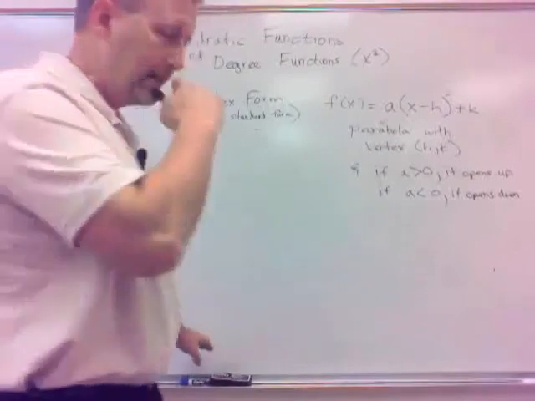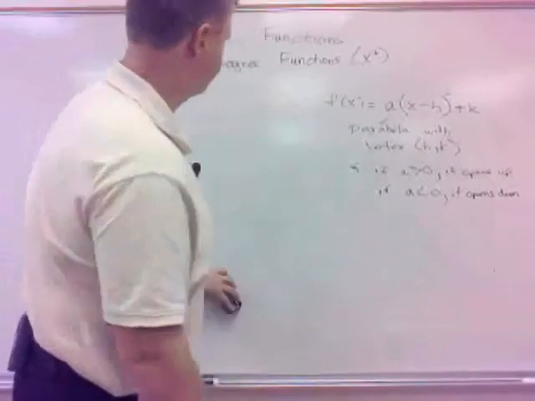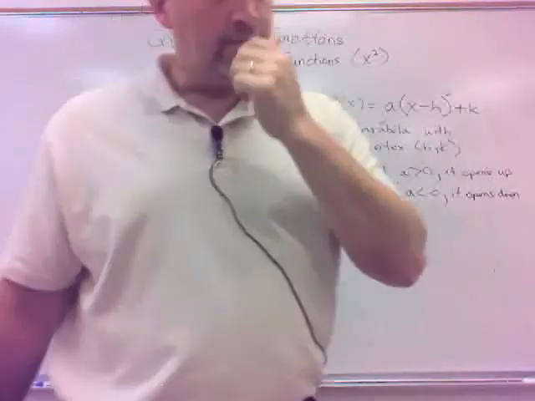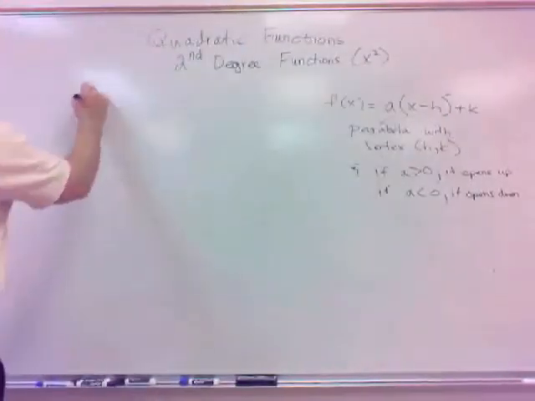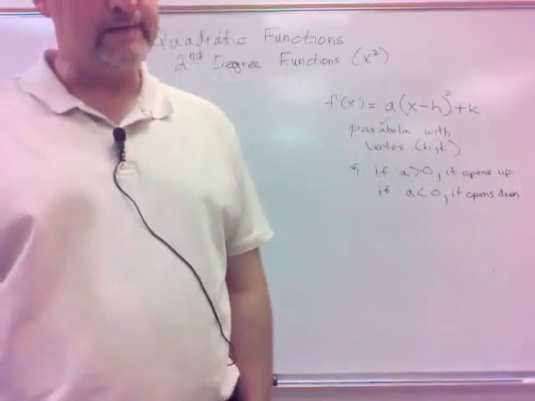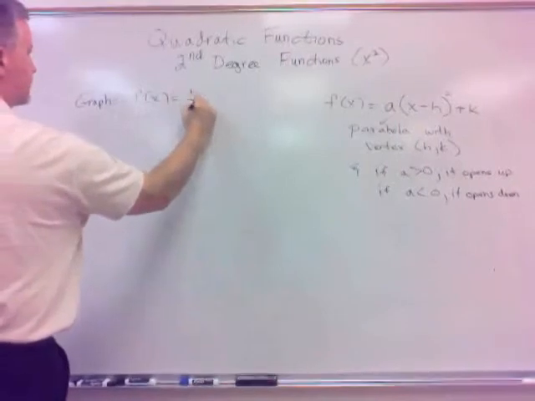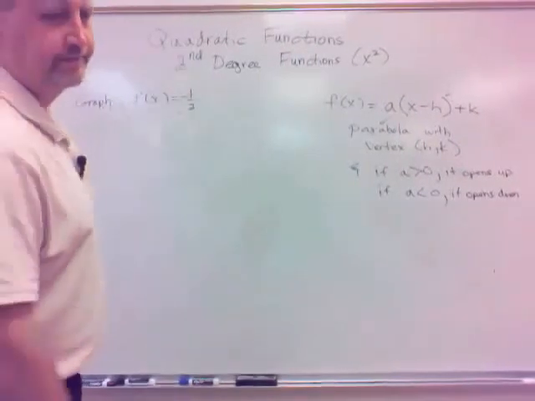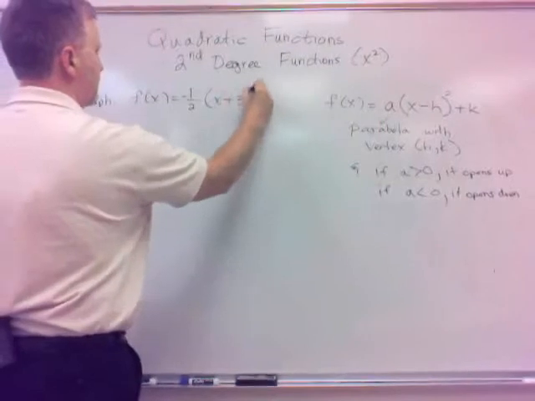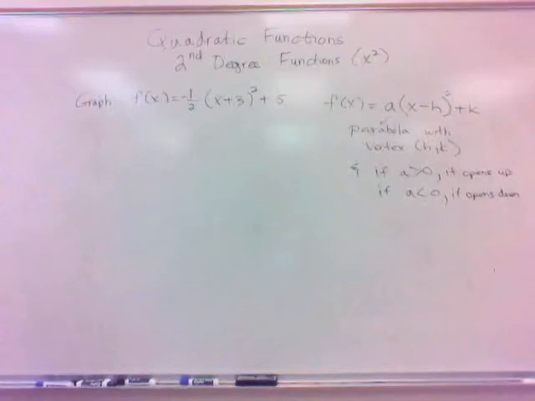All right, so let's do another one of those. Let's go ahead and do the whole thing, graph and all that, getting some various pieces of information. f of x equals negative 1/2 times (x plus 3) squared plus 5. Do you believe? Okay, negative 1/2 (x plus 3) squared plus 5.